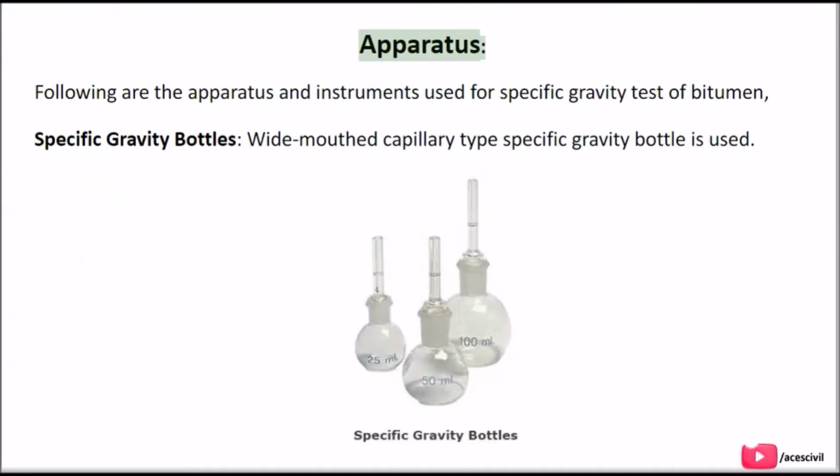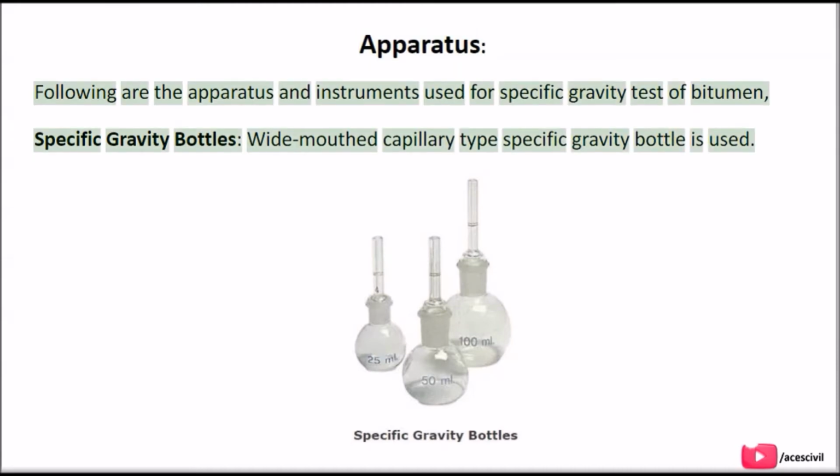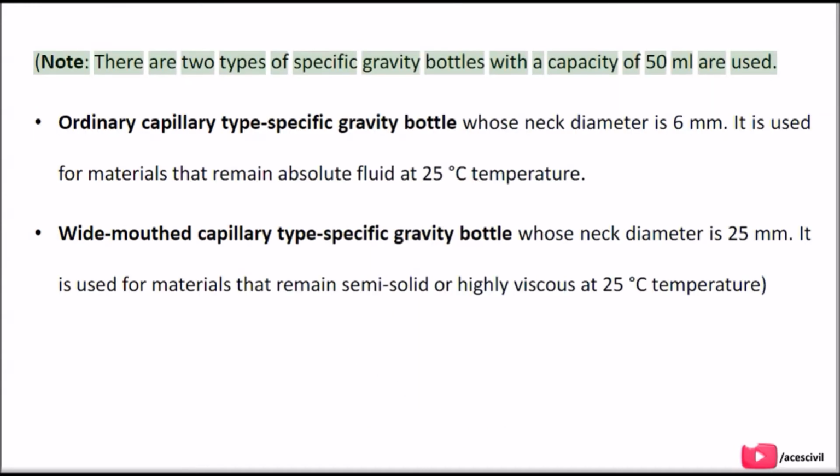Apparatus. Following are the apparatus and instruments used for the specific gravity test of bitumen. Specific gravity bottles. A wide-mouthed capillary type specific gravity bottle is used. Note: there are two types of specific gravity bottles with a capacity of 50 ml.